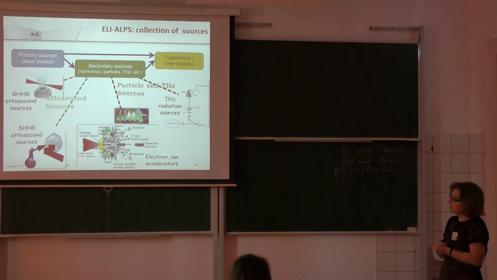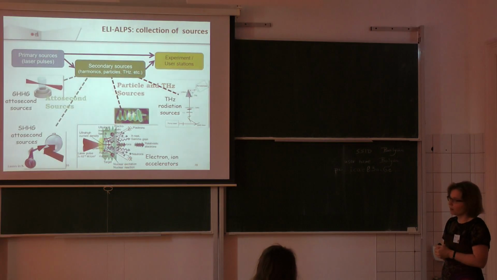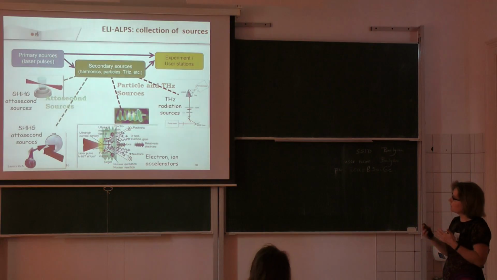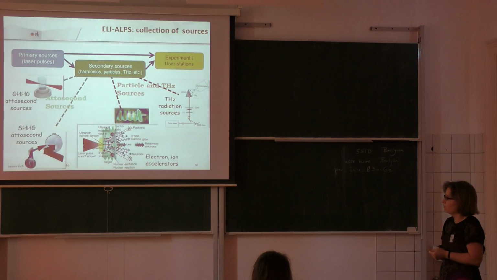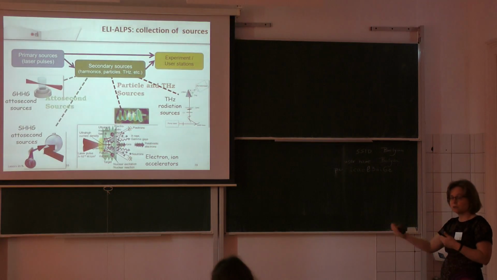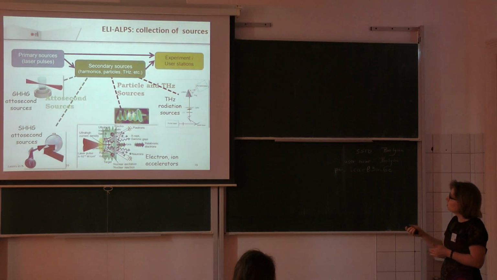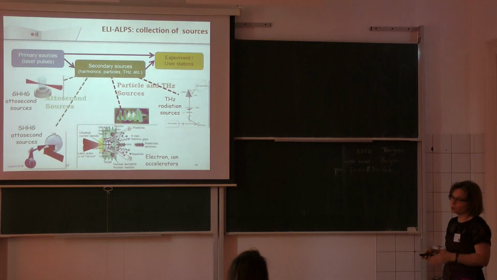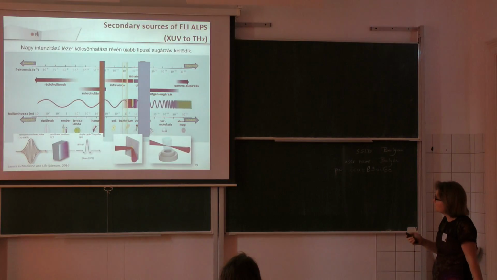ELI is not just a laser source infrastructure, but we are planning secondary sources that are being driven by the lasers. And these secondary sources could be XUV or X-rays that we produce with this 800 nanometer infrared laser. It can be particles, electrons, ions can be accelerated by the very strong fields of the laser, very strong electric fields, or we also produce terahertz radiation, which is a long wavelength radiation. So this is how I could explain it.